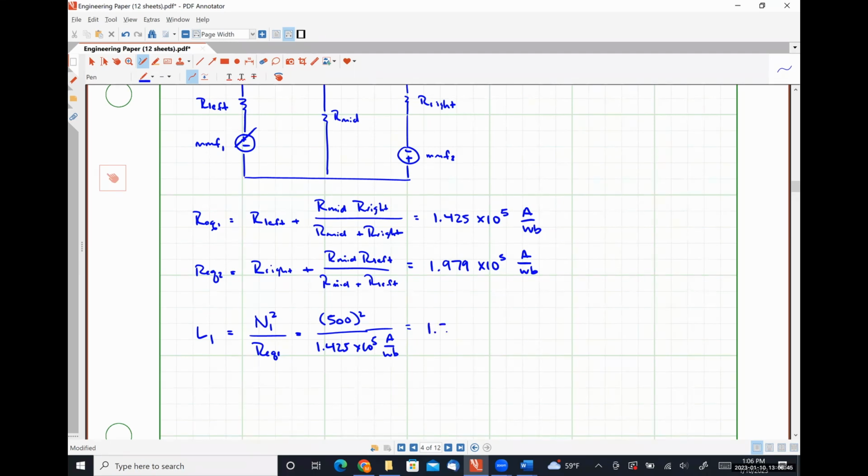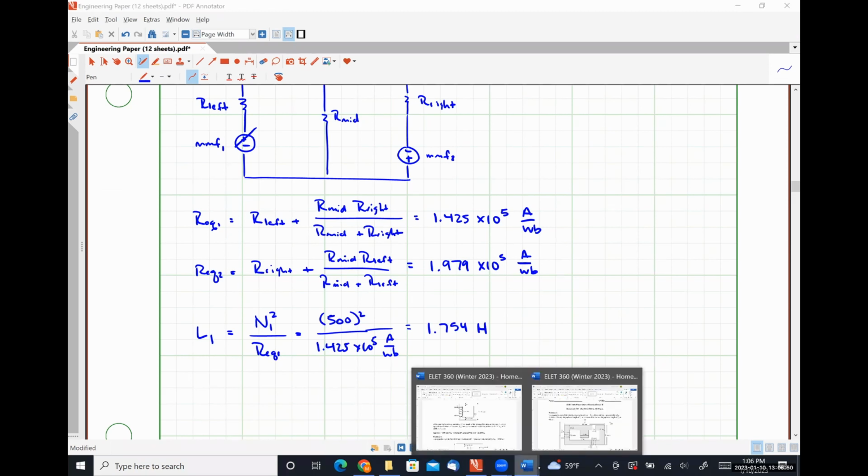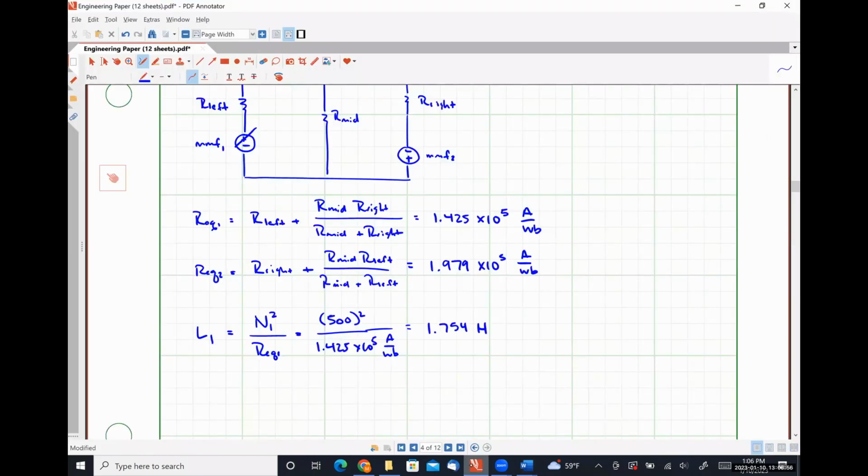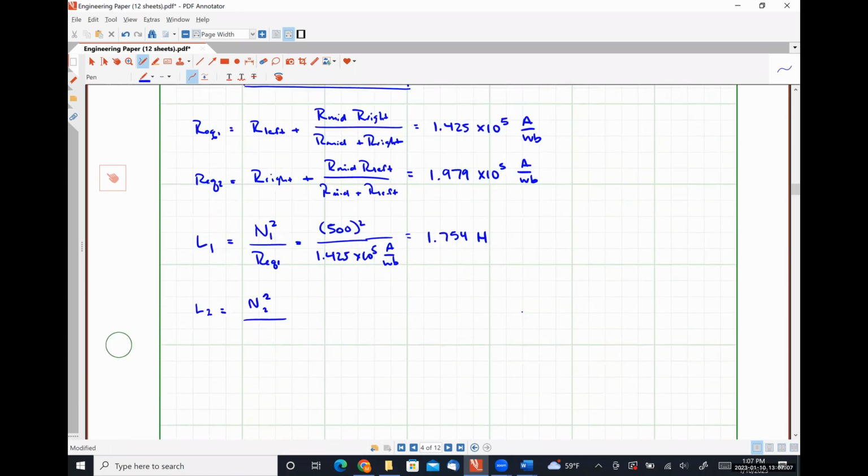I get to be 1.754 Henrys. Is that what the problem says it's supposed to be? I'll be damned. L2 is just going to be N2 squared over REQ2. I believe our second coil had 300 turns, so it's going to be 300 squared divided by 1.979 times 10 to the 5 amps per Weber.